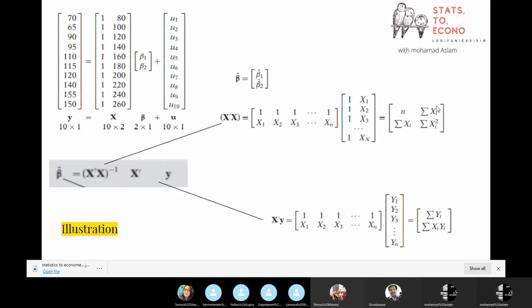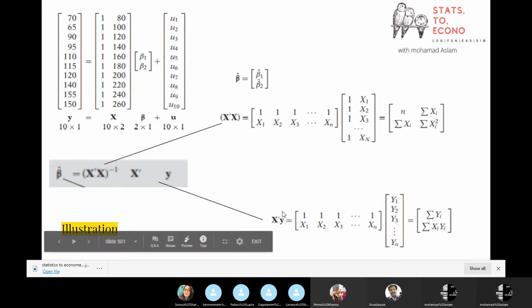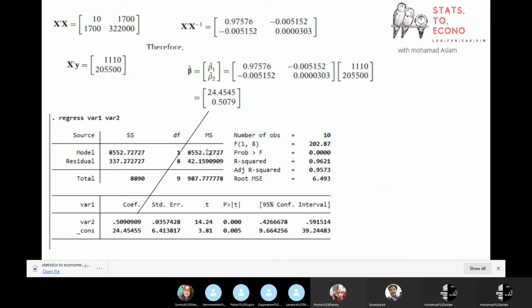Now you can multiply this. You will get this 1 with this 1, then this is n. Then this 1 multiplied with all this summation xi. Then this particular term with this summation xi. Then this particular term with all these terms, summation xi square. So this is the part for the first part, x transpose x. Then x transpose into y, this is summation yi, summation xi yi, and we need the inverse as well.